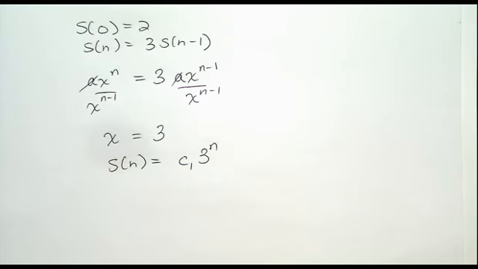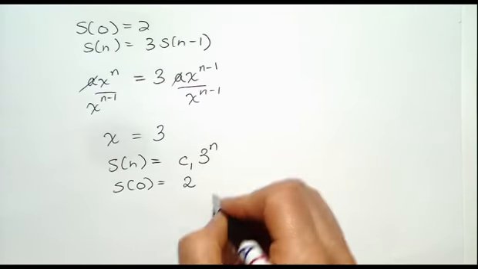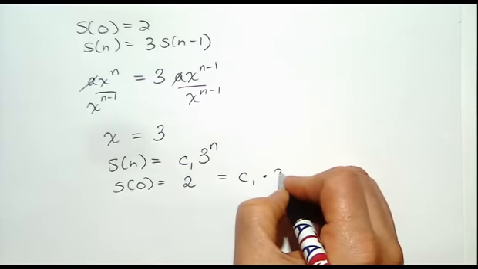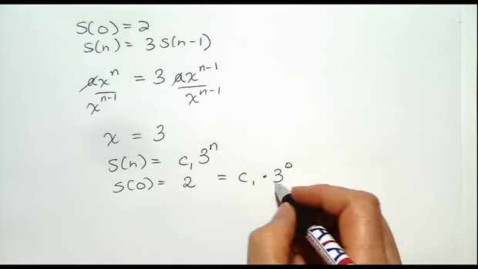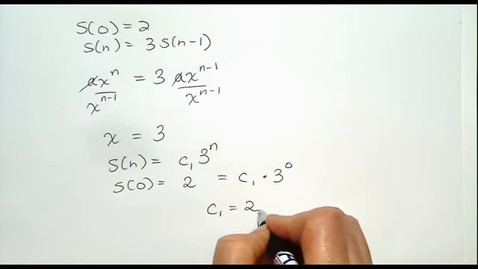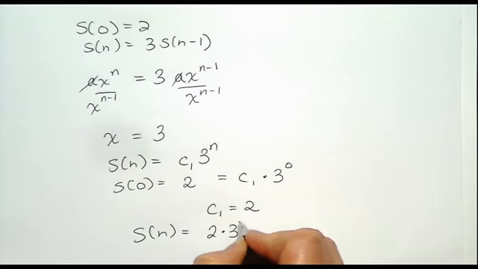And in order to figure out what that constant is, I have to use my basis, which is 0. So s of 0 is equal to 2, which is equal to c1 times 3 raised to the 0. So c1 is equal to 2, because that's just a 1. Yes. So these you just always assume that it's going to be in that form? Yes.